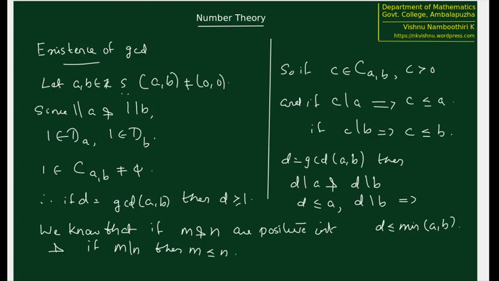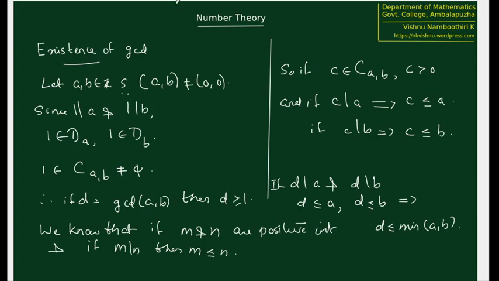We cannot in fact use this, because we don't know whether the GCD exists or not, so we will remove this. If d divides a and d divides b, then d is less than or equal to a, and here also d is less than or equal to b, which implies d is less than or equal to the minimum of a and b.